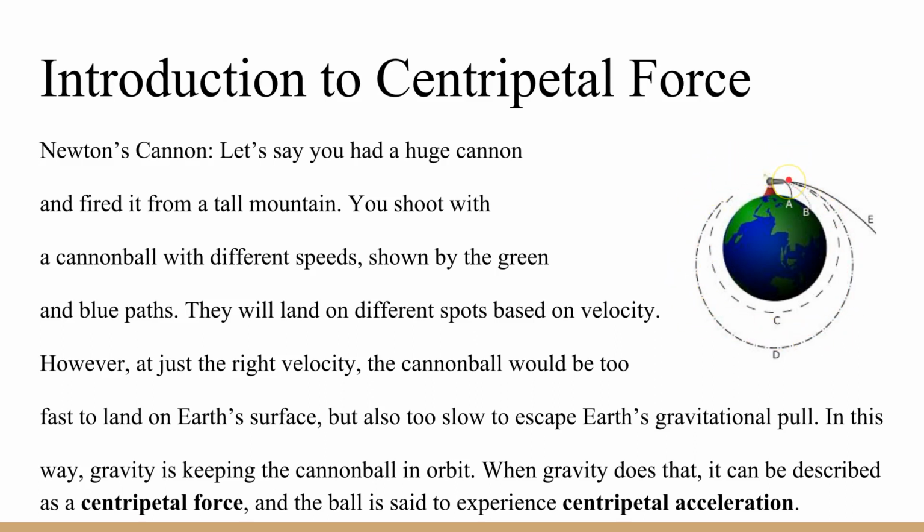However, if you shoot it too fast, if you overshoot the velocity, as in path E, it'll escape Earth's gravitational pull completely and float off into space. However, in the instances of parts C and D, and moreover in part D, it looks more like a circle. When gravity keeps the cannonball in orbit by having it go in a circle, it can be described as what is known as a centripetal force, and the ball is said to experience centripetal acceleration.